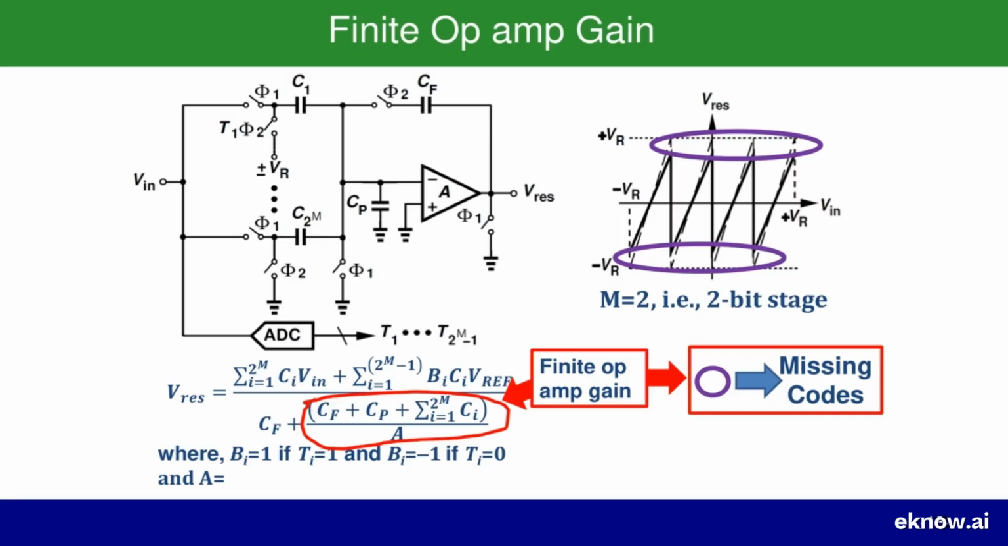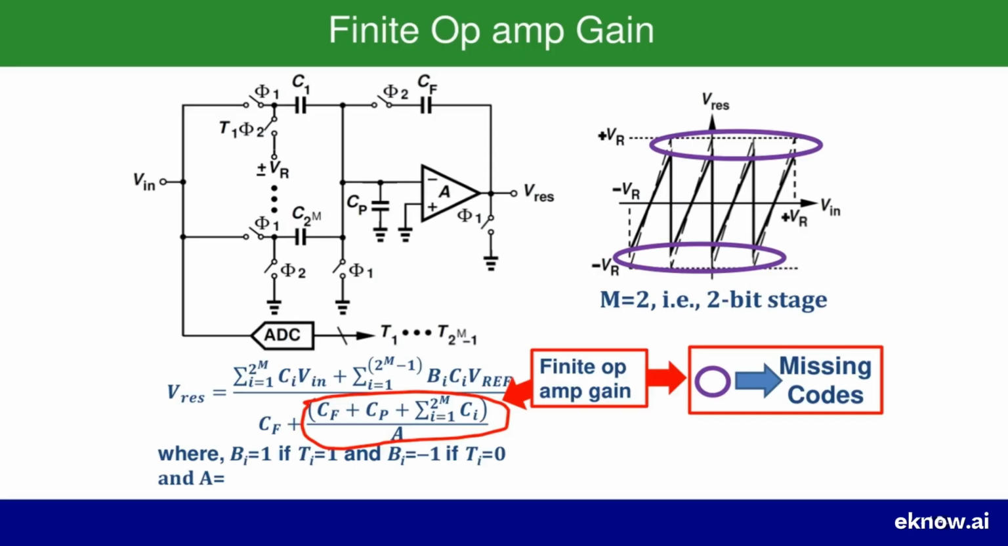You can see this effect very clearly in the residue plot on the right. Ideally, the peaks and valleys of this sawtooth waveform should reach all the way up to plus V_ref and down to minus V_ref. However, because the gain is lower than expected, the output signal gets compressed. The peaks don't quite reach plus V_ref, and the valleys don't quite reach minus V_ref, as highlighted by those purple ovals. The entire output swing is reduced.